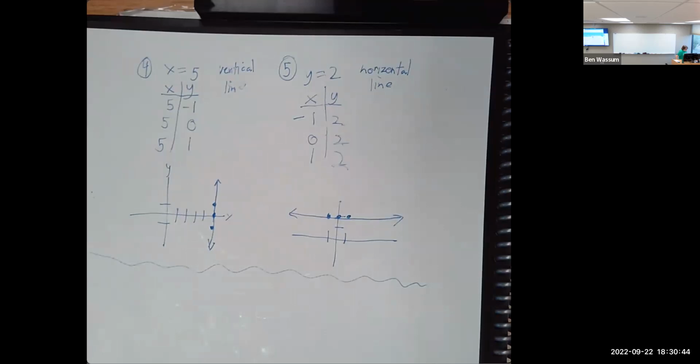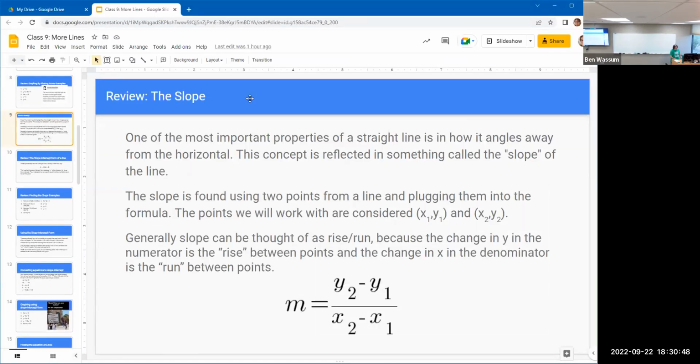Now that wasn't all we did last time. We also played around with the slope. So the slope is effectively the angle of our line. It's kind of its direction. So you generally find it with this formula right here. And you would have two points, x1 and y1, and another one, x2 and y2. So we have point one and point two. All you have to do is find the change in the y values between the two points and the change in the x values between the two points. As long as you set those up as a fraction, that's your slope.